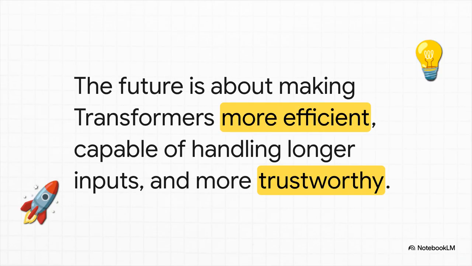So, what's next? Where is all this heading? Well, the next big race is all about efficiency and scale. Researchers are desperately trying to make these models cheaper to run while also expanding their memory, or what's called their context window. The holy grail here is to build an AI that can read and understand an entire novel or a massive scientific report all in one go.